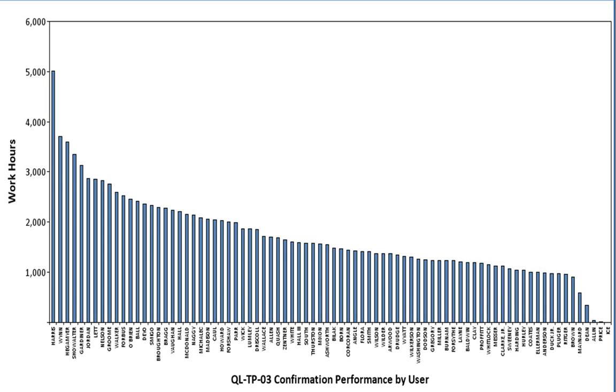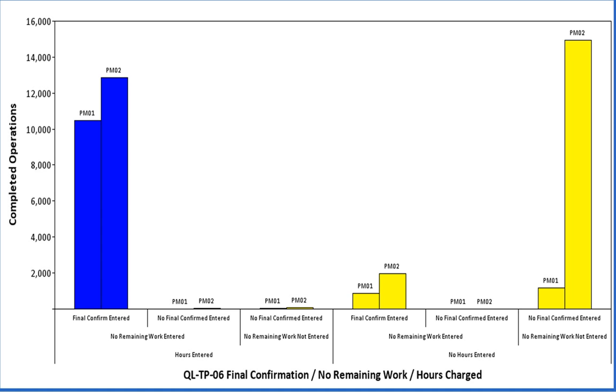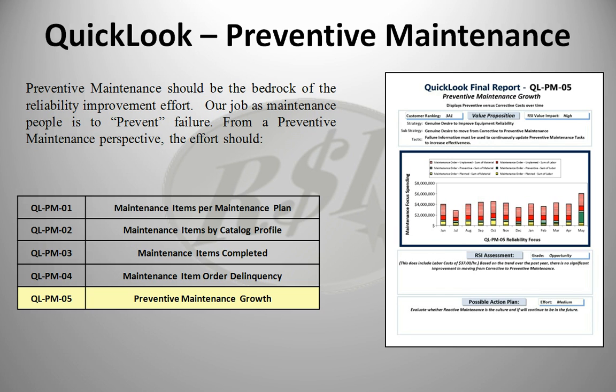This graph represents confirmation performance by user and demonstrates the ability to measure confirmations by individuals. This graph represents the final confirmation process. The blue demonstrates a perfectly executed confirmation.